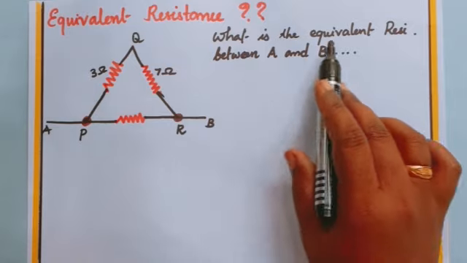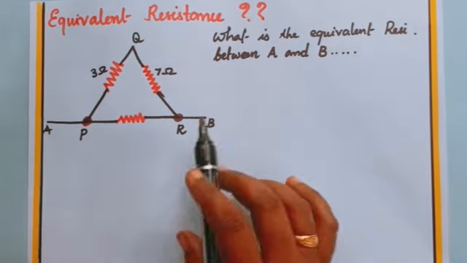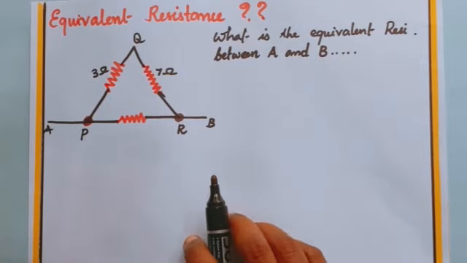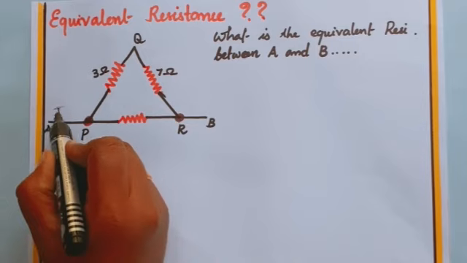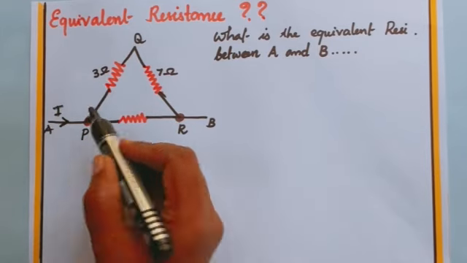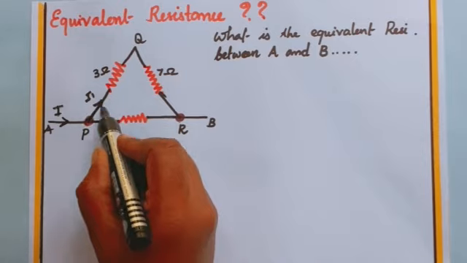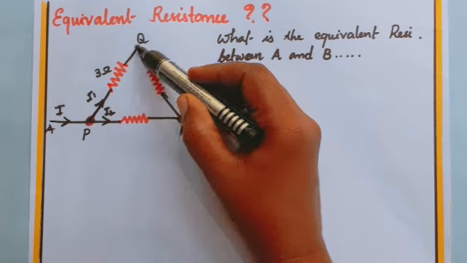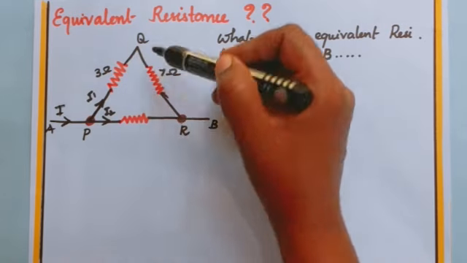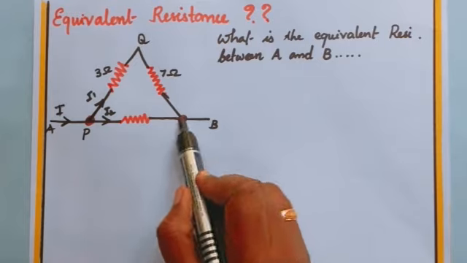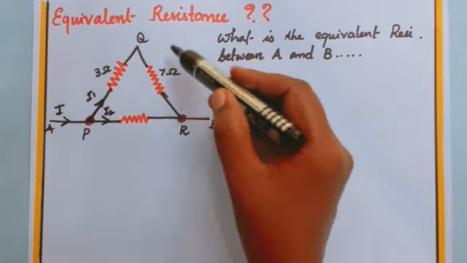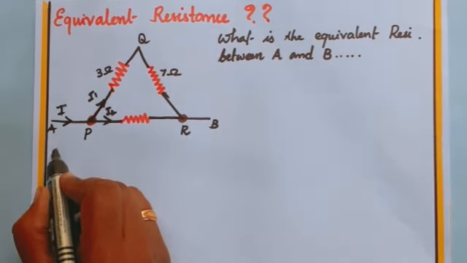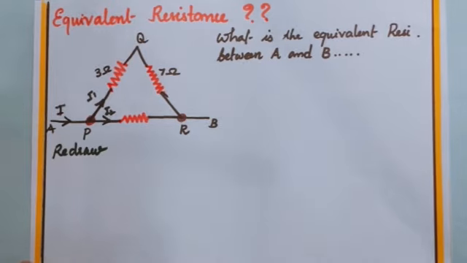In this case, how can you find out the equivalent resistance between A and B? Here we can see two junctions, P and R. From those junctions, we can see the current flowing through the conductor is split into I1 and I2. Then we have to redraw the circuit. Here we can see the current I1 is flowing through the resistors 3 ohm and 7 ohm respectively.